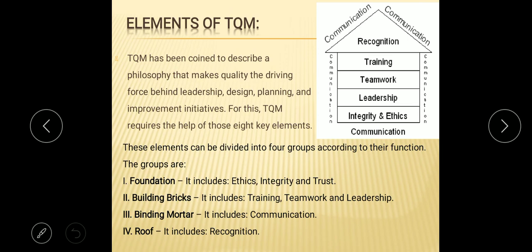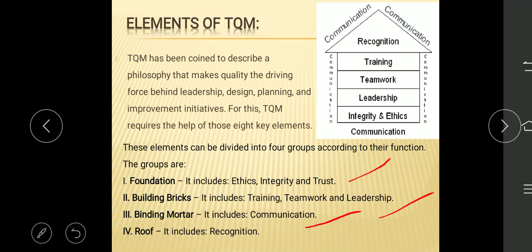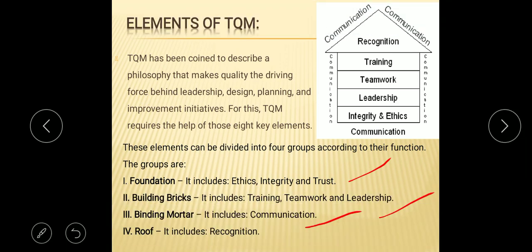The groups are foundation, which includes ethics, integrity, and trust. Building bricks, which includes training, teamwork, and leadership. Binding mortar, which includes communication, and roof, which includes recognition. So as we can see, to build a house, first of all, we need the foundation.